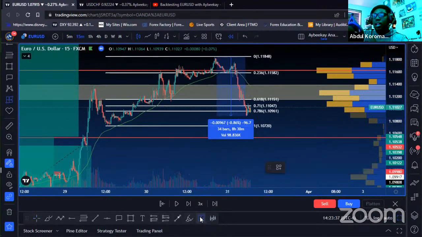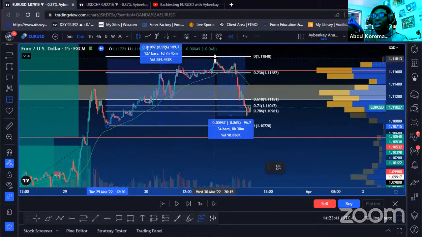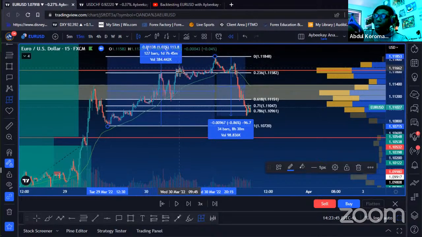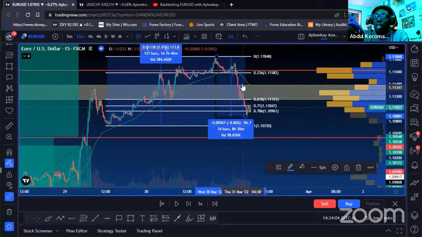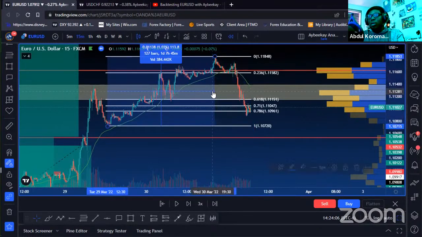To the upside, from this low to this high, it took price 1 day, 7 hours and 45 minutes. So it was much faster for price to drop down than it was for it to go bullish. So when that happens, I'm kind of iffy about trying to play it. I do know that there's an opportunity there, but that's when the probabilities decrease.